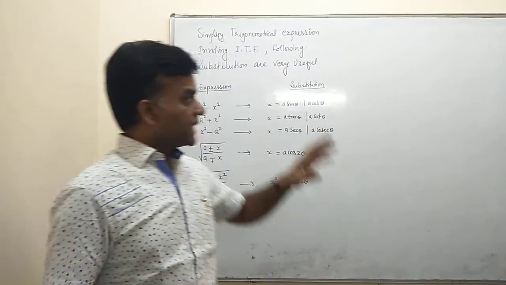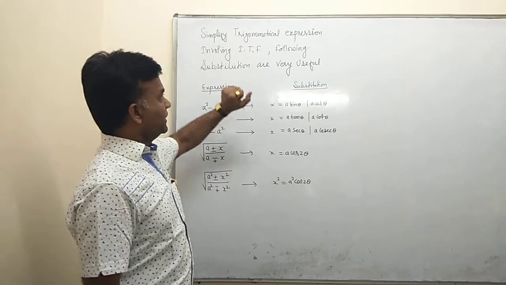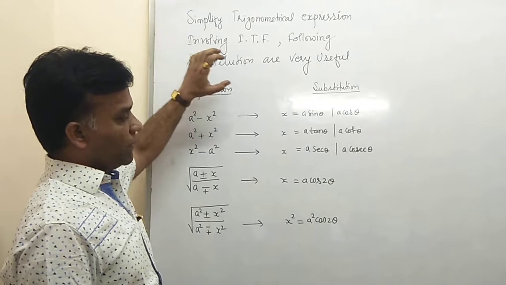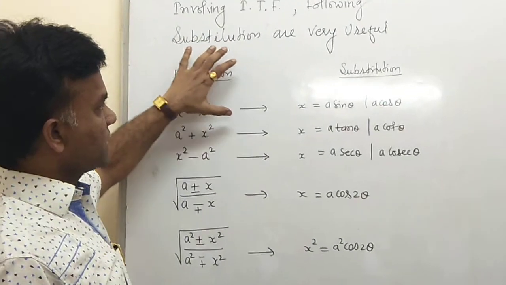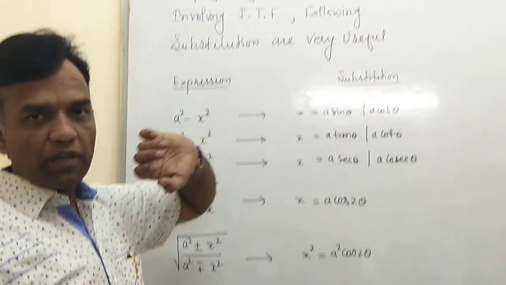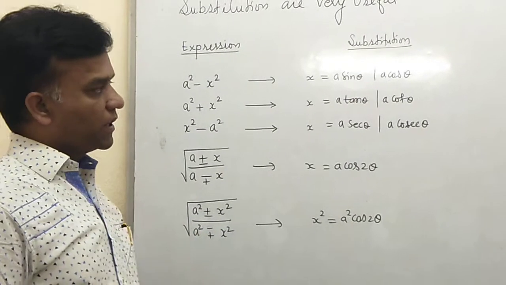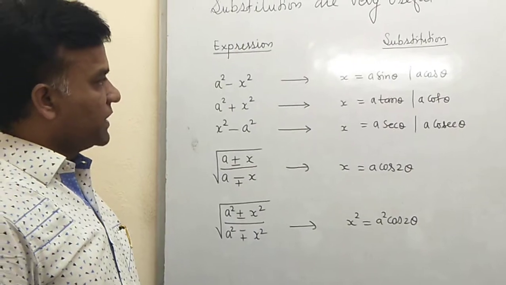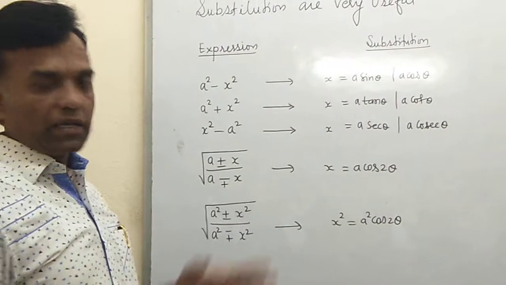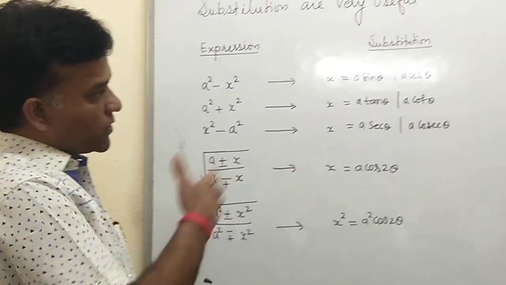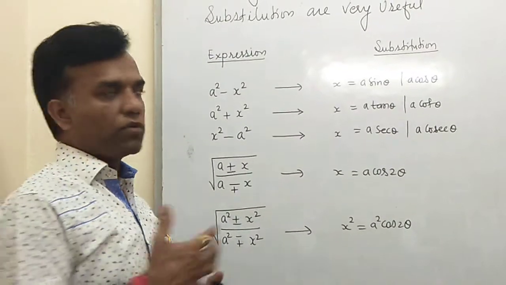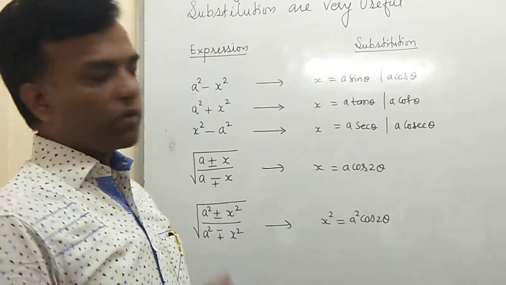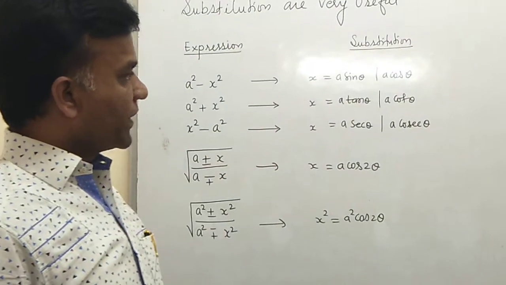So now we discuss some specific terms. To simplify trigonometrical expressions involving inverse trigonometrical functions, the following substitutions are very useful. Here we discuss some trigonometrical identities, their use and their substitutions. We list them first, and then with the help of examples I also explain how you substitute these trigonometrical values and simplify the given inverse trigonometrical function with the help of these trigonometrical ratios.